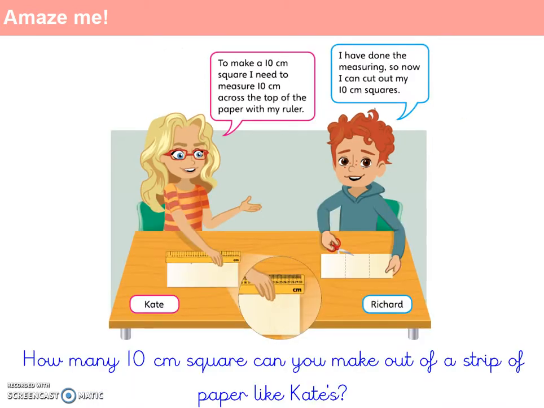So for question 1a, we're being asked, how many 10 centimeter squares can you make out of a strip of paper like Kate's? And we're told that this piece of paper is 29 centimeters and 7 millimeters wide. So how can we do this accurately? So imagining that you've got that piece of paper in front of you the same length, the first question we've got to think about with this is, where should you place the ruler to start the measurement? How do we actually place it?